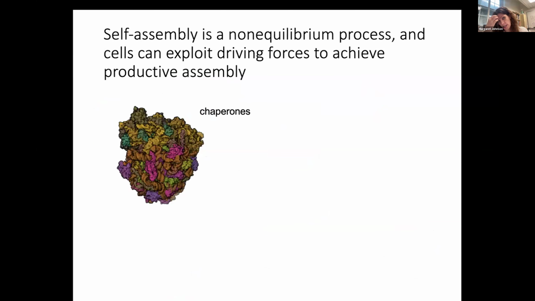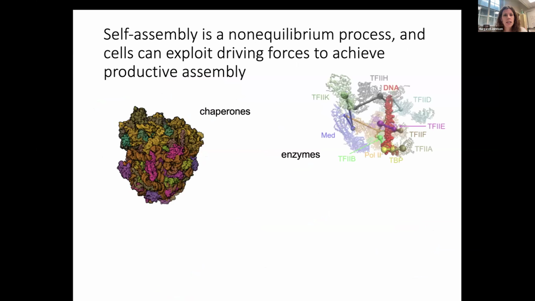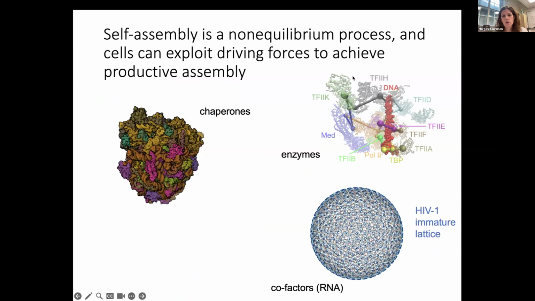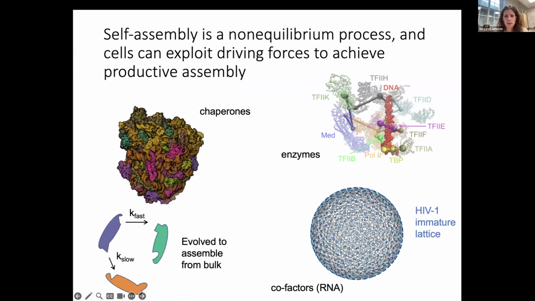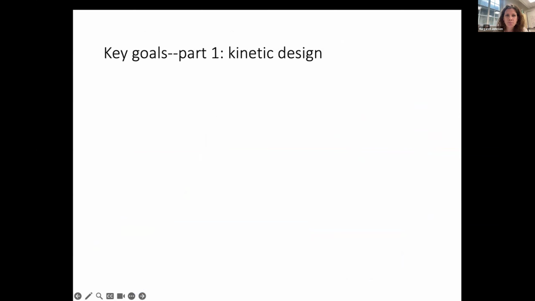Okay, so how do you avoid this? Again, cells are living systems. Self-assembly in general is non-equilibrium because you start far from equilibrium with these monomers. So you can take advantage of active processes, chaperones, enzymes, cofactors. We studied how you could get a virus to assemble very robustly by introducing cofactors. Or you can imagine, especially if the assembly is small, like a trimer, that it's perfectly capable of assembling from the bulk, right? They somehow evolved to be very good at robust assembly.